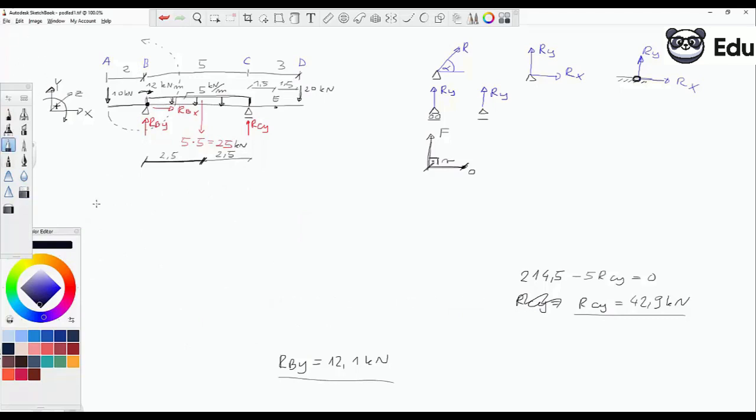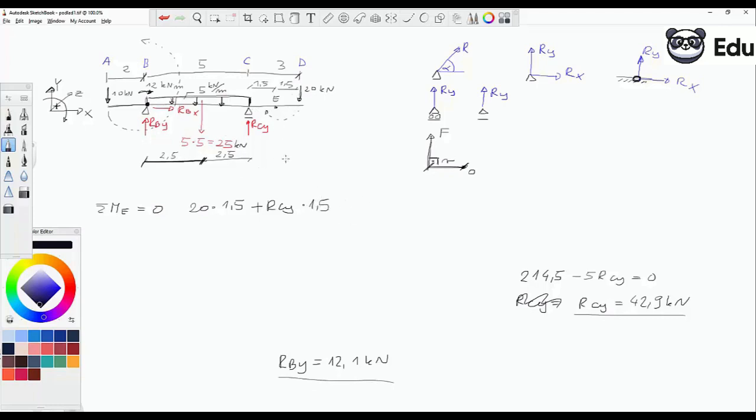And now, what do we have here at point E? So let's go one by one. Relative to point E, we have 20 times 1.5. Positive, we see it. Plus RC times 1.5. Notice that even though this force is down, this one is up, both are positive for the moments with respect to E, because they lie on two different sides of this point. RC times 1.5, of course.